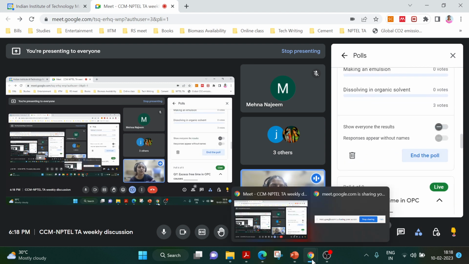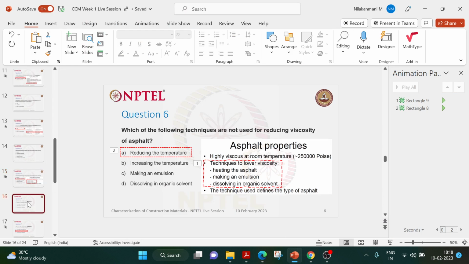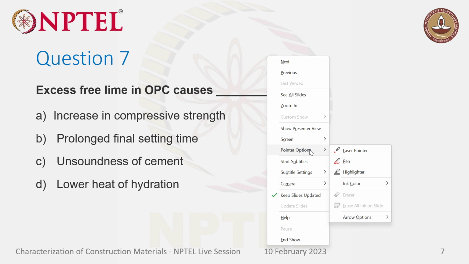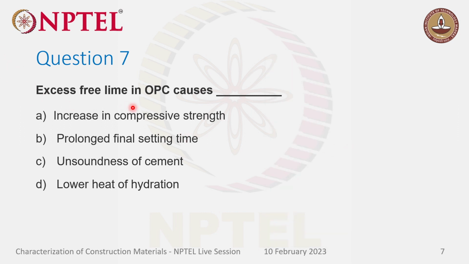So moving to question number 7. I hope you got it right now. Or rather, which of the following things are not used. Okay, it's not which is used. Now question number 7: excess free lime in ordinary Portland cement. We know that free lime can be present in ordinary Portland cement if proper quality control is not done. Which of the following can be caused due to excess free lime in ordinary Portland cement: increase in compressive strength, prolonged final setting time, unsoundness of cement, or lower heat of hydration?